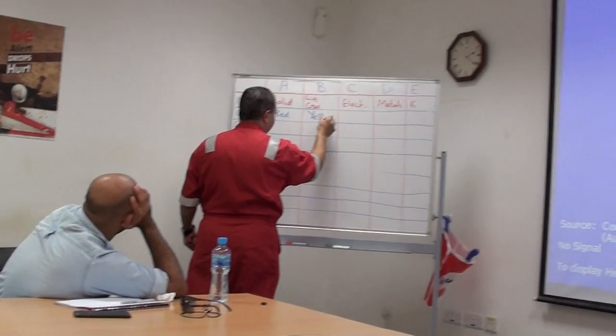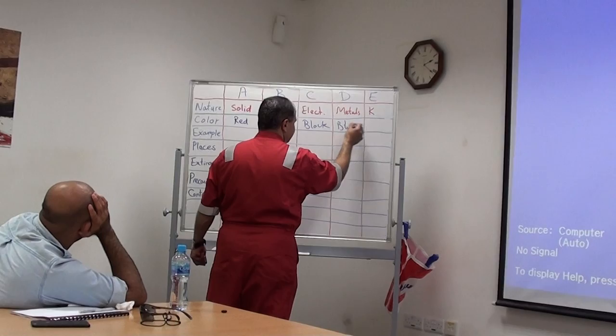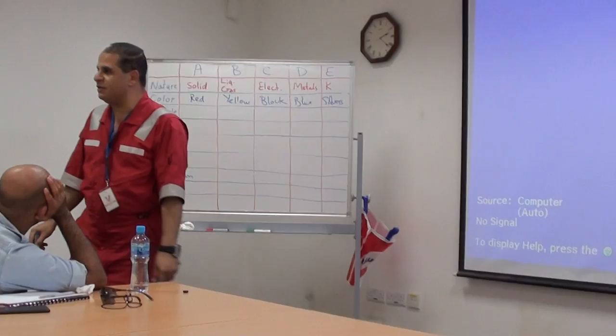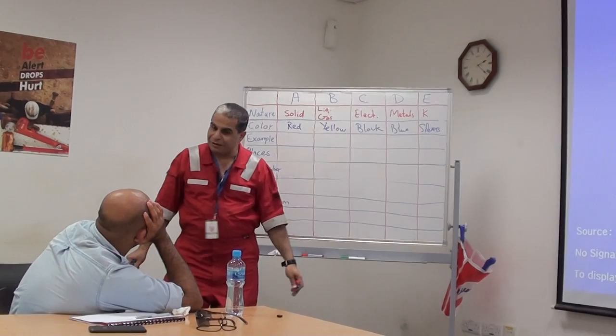Silver. Why silver? Because decoratively it sounds very good for the kitchen. Why blue? Because most of the volcanoes occur in the sea and the color of the sea is blue. Why black? Because carbon dioxide, carbon is black in color.